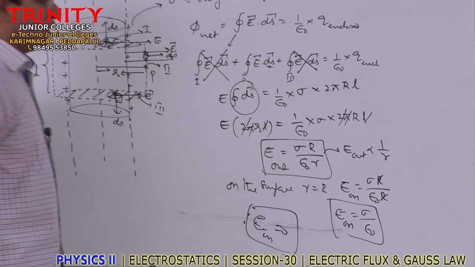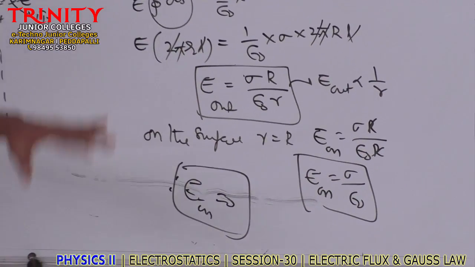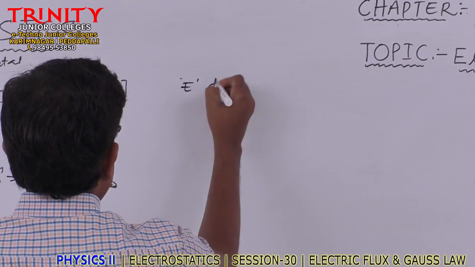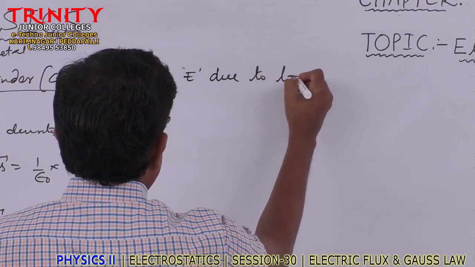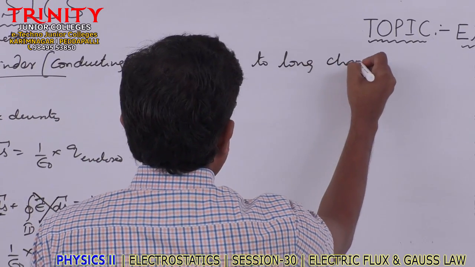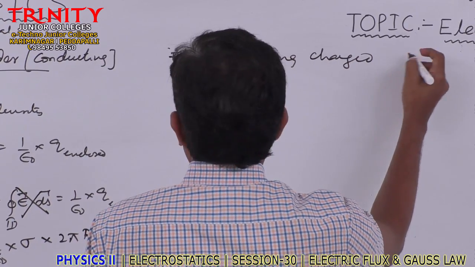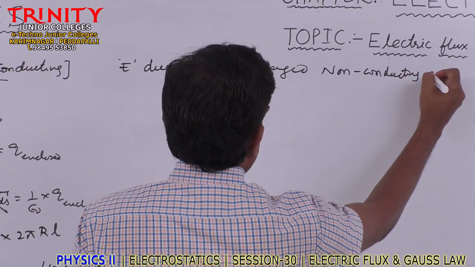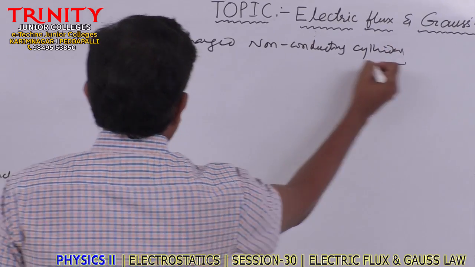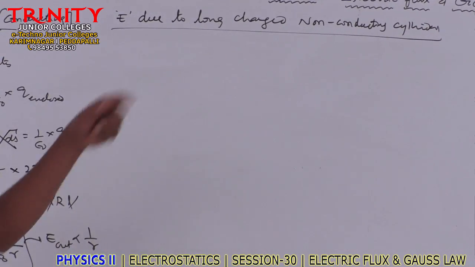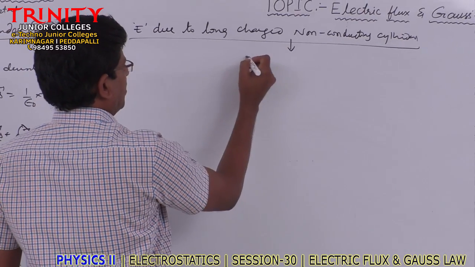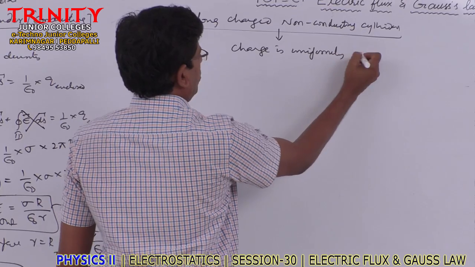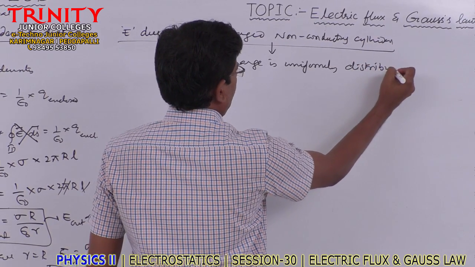So this is what we got yesterday for the metal cylinder, and I will repeat the electric field due to a long charged non-conducting cylinder. When I keep these two derivations side by side, there won't be any confusion. This is the important difference between these two. Whenever I say non-conducting cylinder, immediately you have to understand the charge is uniformly distributed throughout its volume.